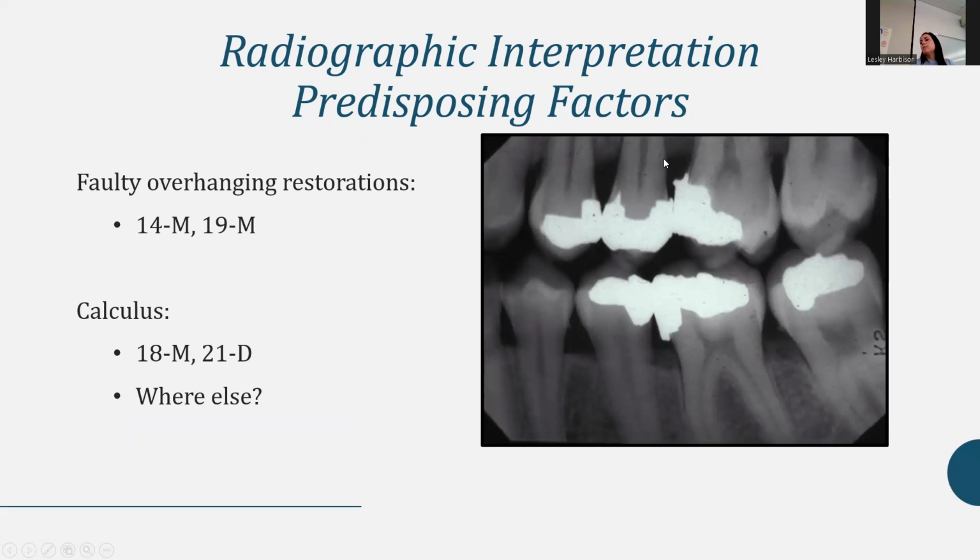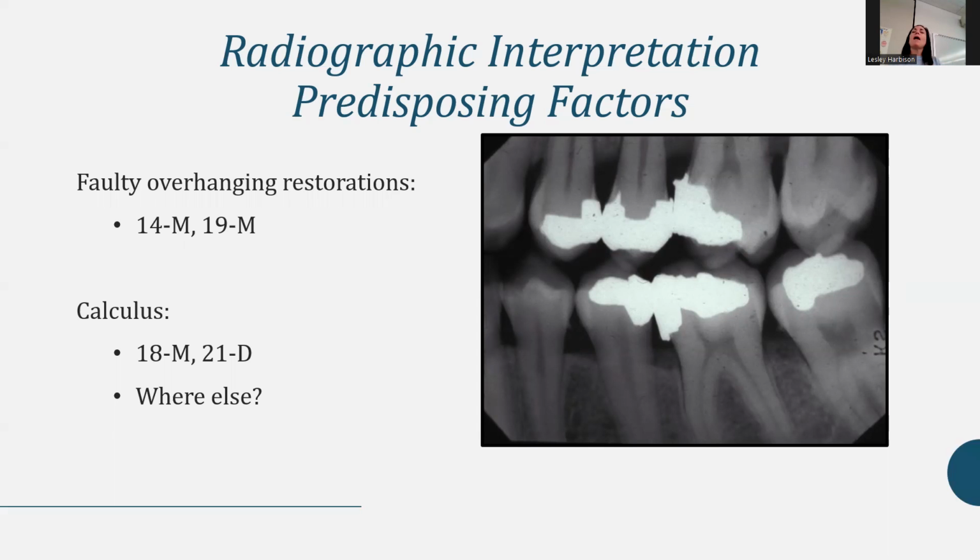Huge overhangs. You can just see all of these major overhangs here and here. Lots and lots of calculus. This is darker and harder to see, but there's calculus here and here. Always, when you take your films in clinic, look at them and mark calculus. When you're trying to figure out light, moderate, heavy calculus, if you see it radiographically, it's moderate. Just go with moderate. Don't worry about feeling it.